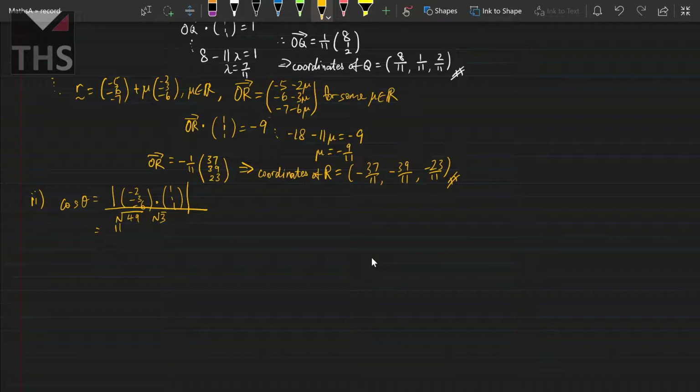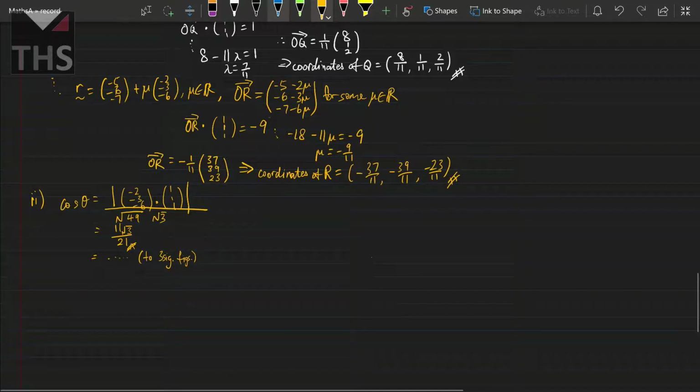So 11 square root 3 over 21, okay? This is the surd form. But of course, they didn't request 3 significant figures. You could have written something, then 3 significant figures, that's perfectly fine, okay? That's perfectly fine. But for me, I just prefer to leave it in the surd form.